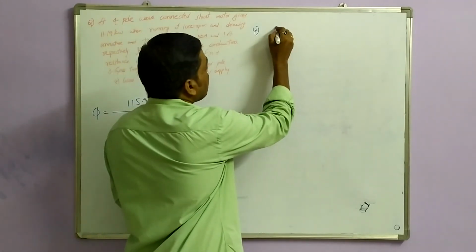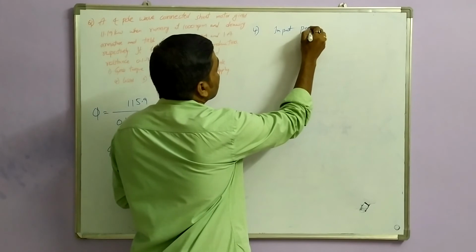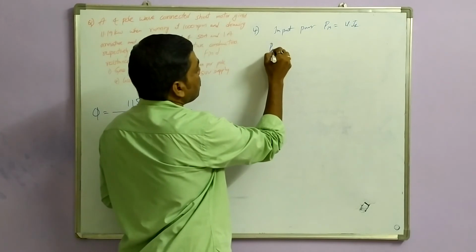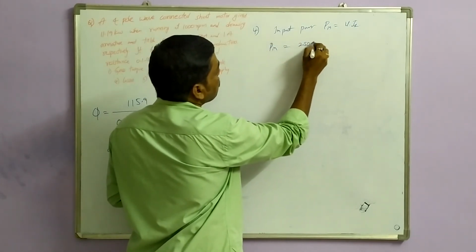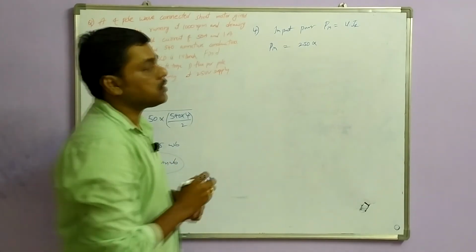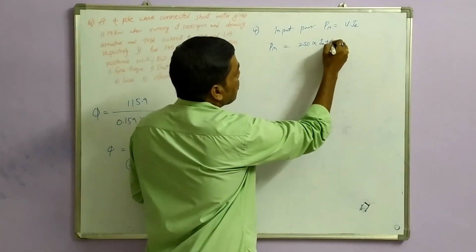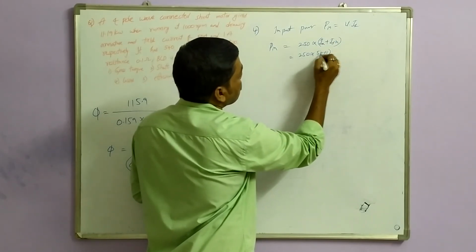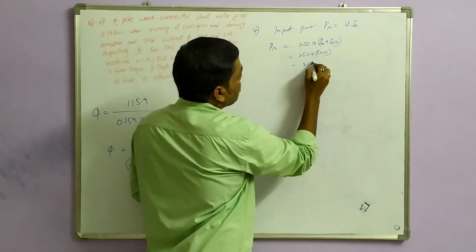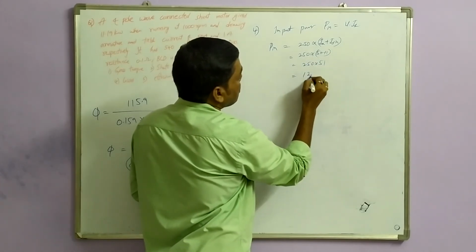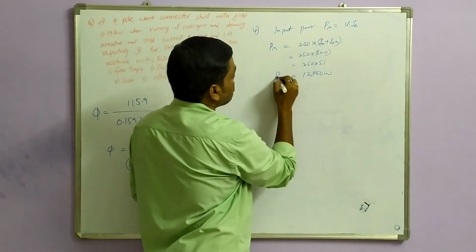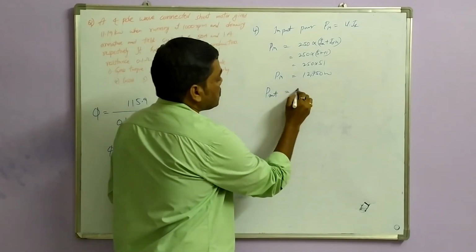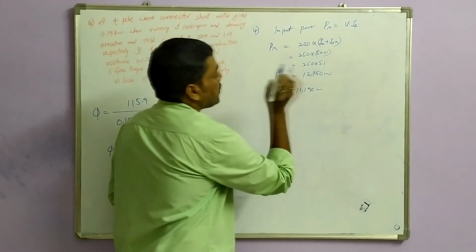Okay, so input power is nothing but P in is equal to V into IL. So P in is equal to V, which is 250, into IL. So what is IL? Ia plus Ish, nothing but 250 into 50 plus 1, 250 into 51, nothing but 12,750 watts. And what is output power? So P output power is directly given as 11,190 watts.